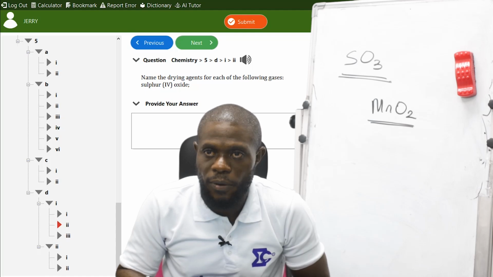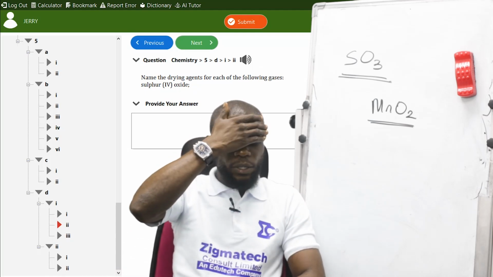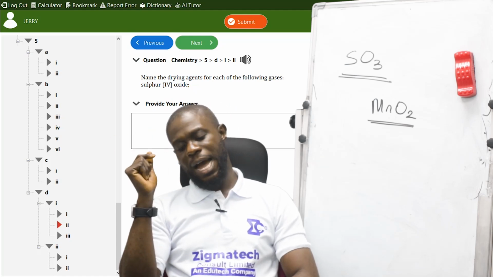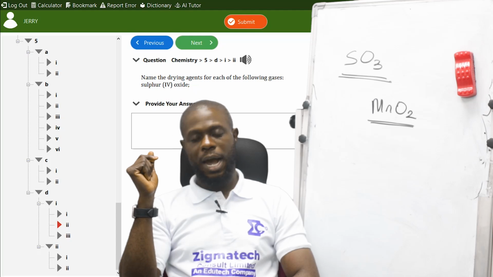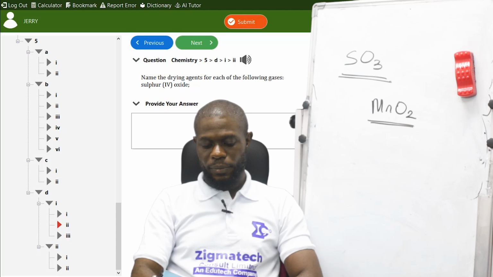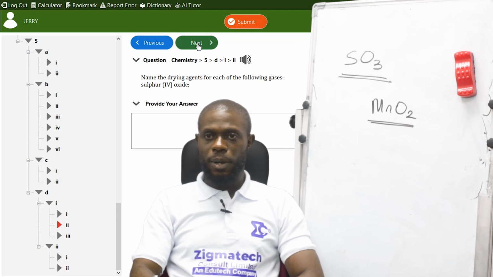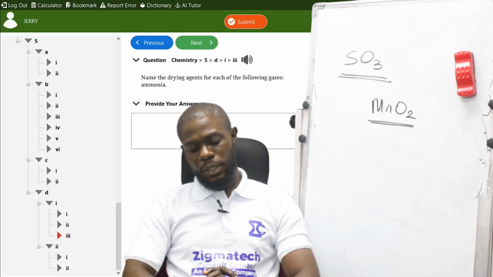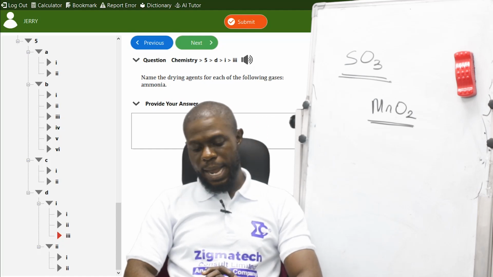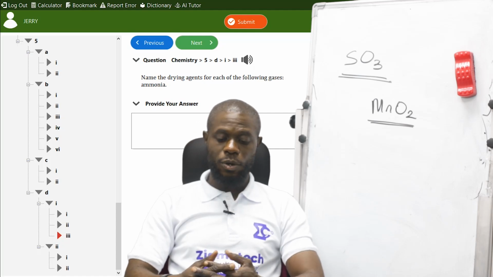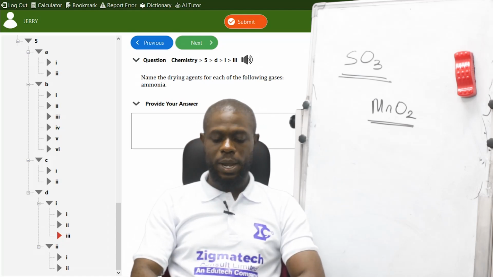The next one is sulfur(IV) oxide. The drying agent is anhydrous calcium chloride. Then for ammonia, the drying agents are calcium chloride, silica gel, and quicklime.